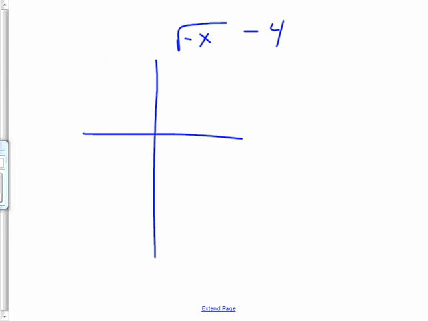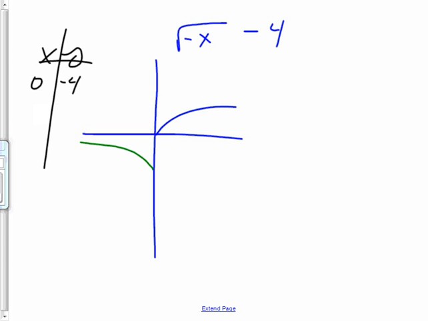Some points that would be on 1F, which looks like this, square root of -x minus 4. Basically, it's this shape, except it's been flipped this way and then moved down 4. So it looks something like that. Some points that would be on it would be, XY chart, 0, -4, -1, -3, and -4, -2. Those would be all on their graph.